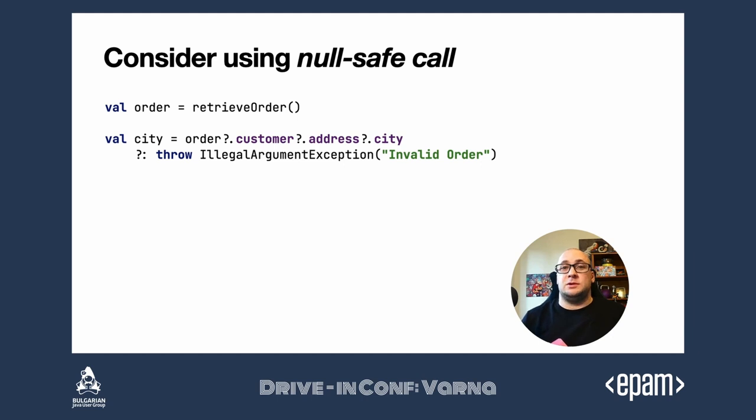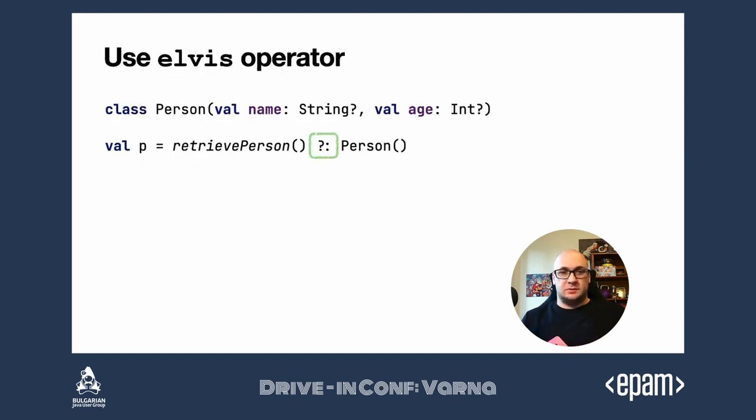And the Elvis operator is also a very idiomatic operation in Kotlin when we have to check for nulls. For instance, if we want to provide a default value, here is the example. We retrieve a person and it might be null. And if it's null, then we provide a default value.